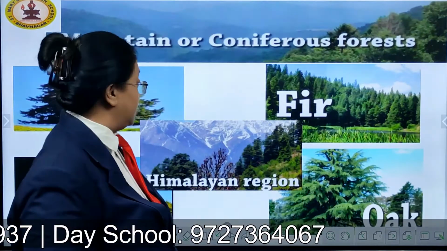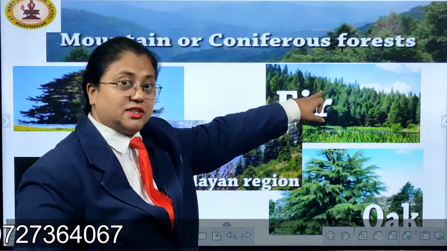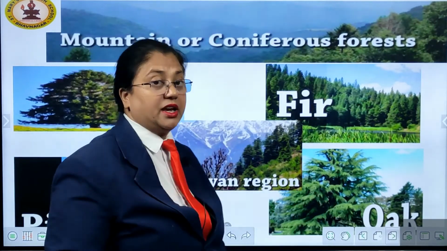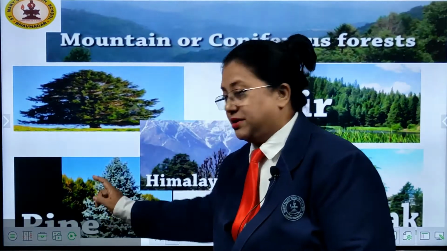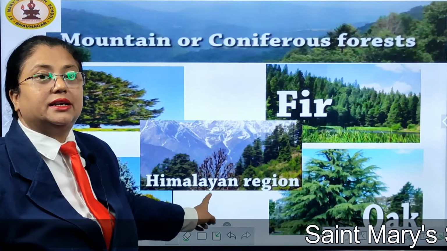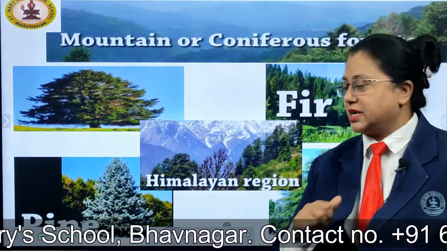The very famous trees which we find there are the fir tree. Then fir tree, see the fir trees? You can see them like that, no? The oak tree, and then we have the pine tree here. And in which area will you find these trees growing, children? You will find them growing in the Himalayan region, right? So three types of forest we have finished. Let's go to the fourth type of forest.